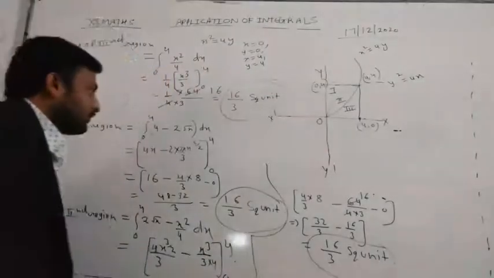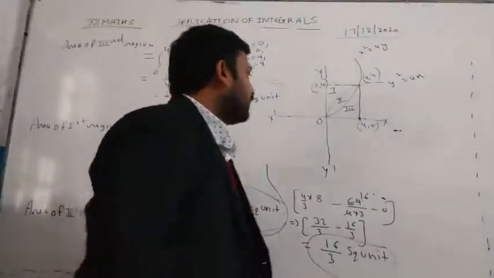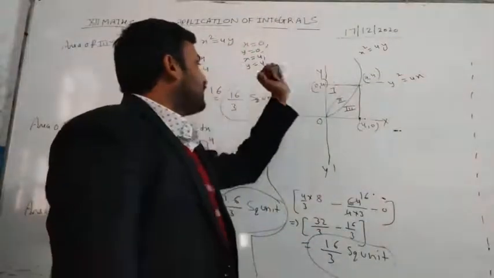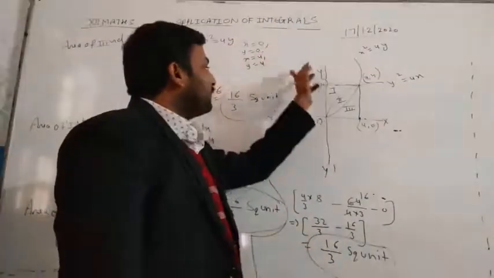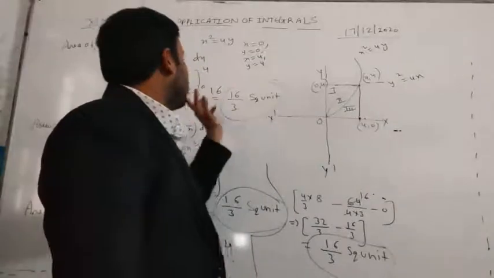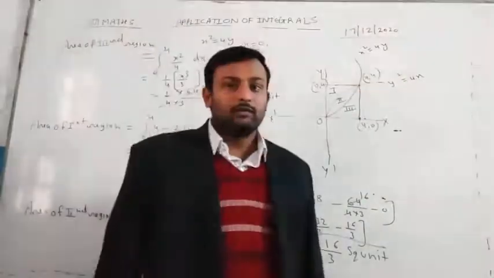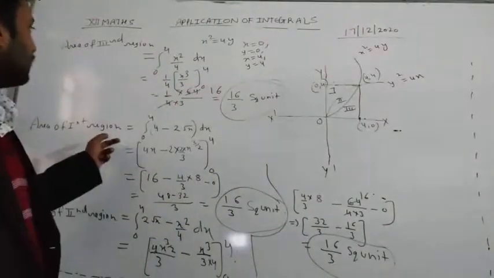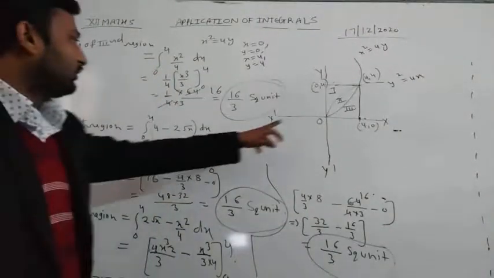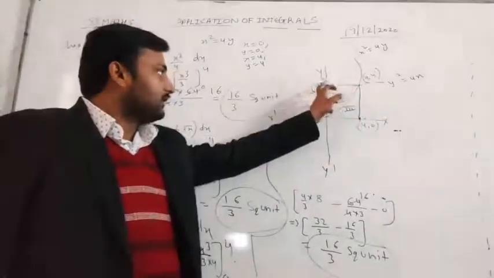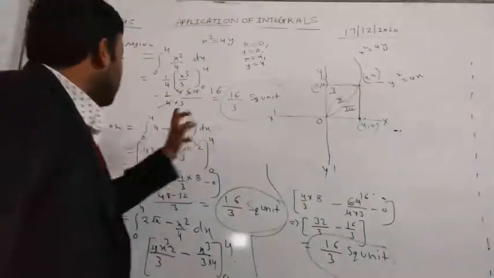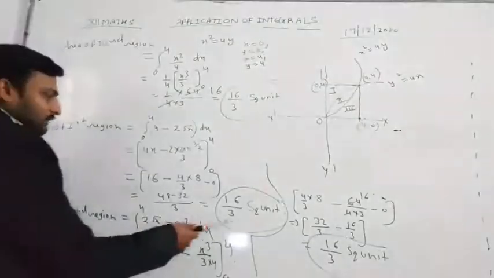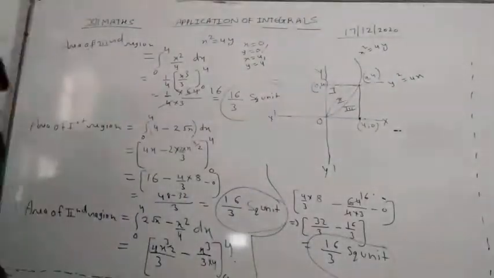Okay. So what we have done, we have first made the graph of these two curves, and from the given information we have drawn lines parallel to the x-axis and parallel to the y-axis. The intersection point of these two curves is 4 and 4. Now we have found the area of the first region, which is from 0 to 4, the integral of 4 minus 2 root x dx. After solving we get 16 by 3 square unit.